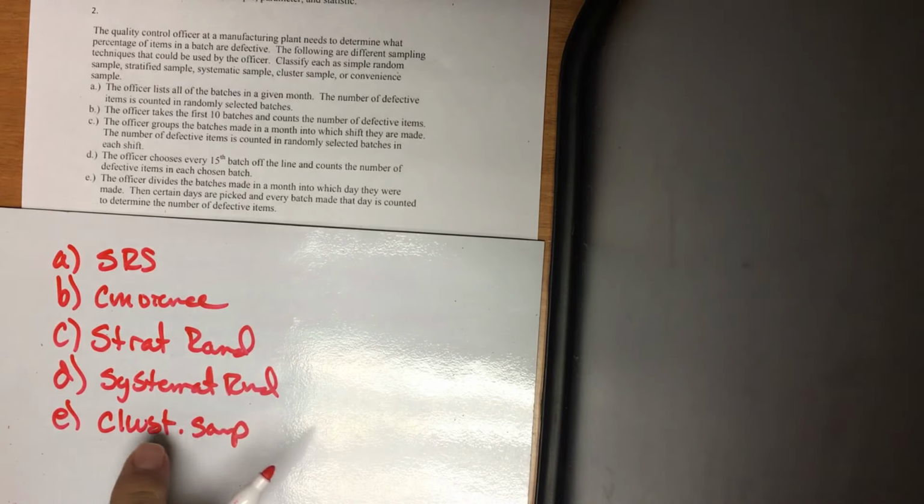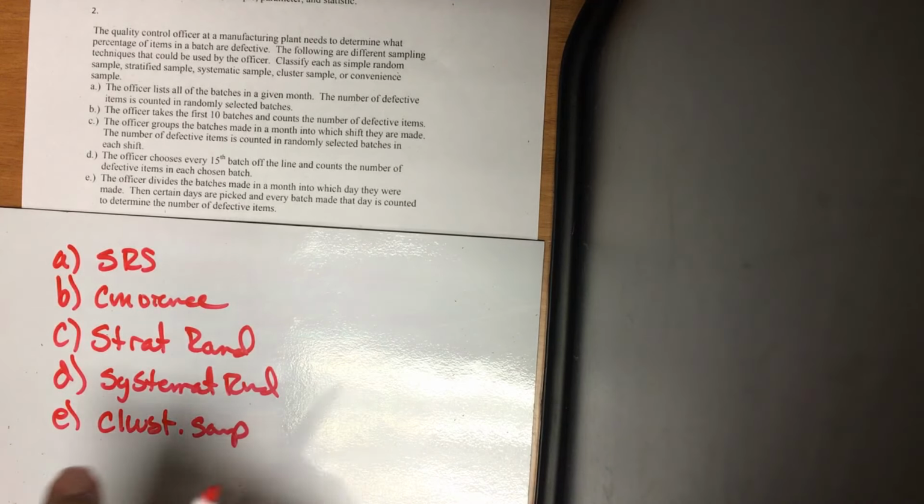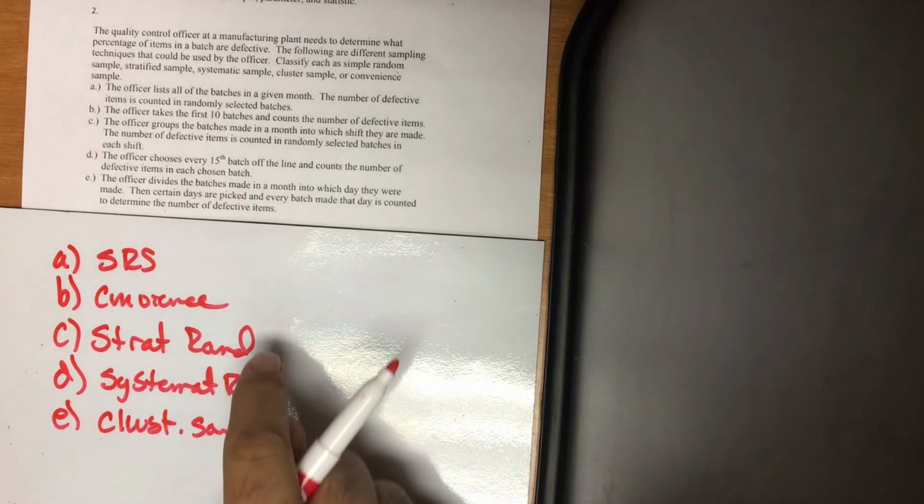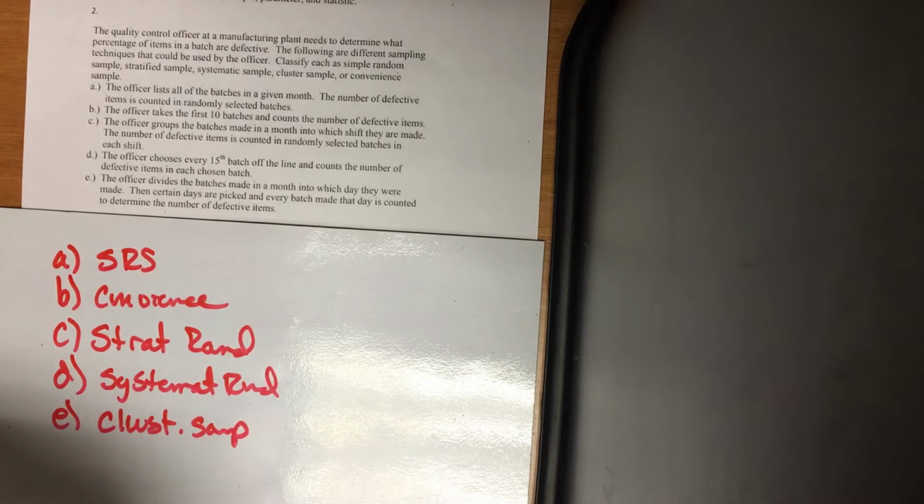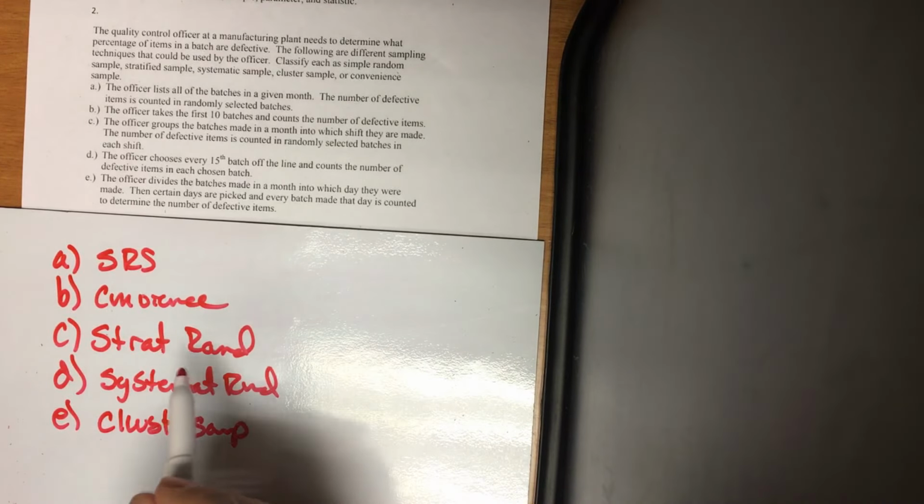Remember the difference between cluster sample and stratified random. If it's a cluster sample, you randomly select clusters and then take everything in that cluster. If it's stratified random, you break it into groups, but then you randomly select from each group, not everything in each group. So, big difference.